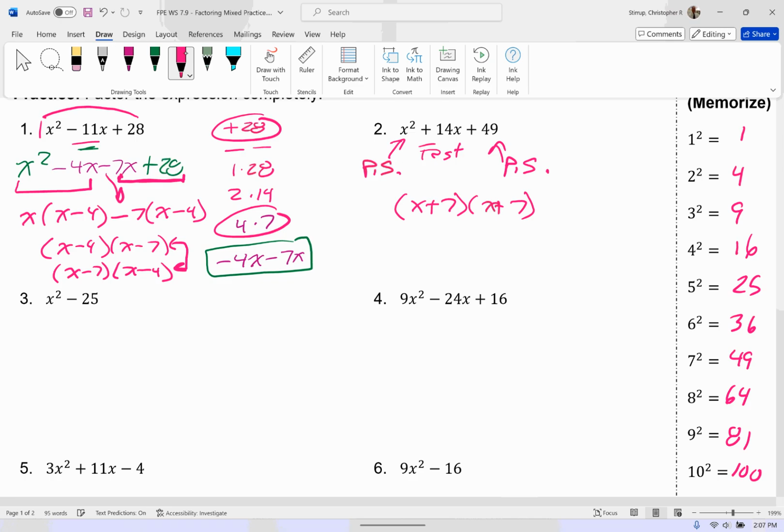Now, let's say you're not able to do this the quick way because you're like, I didn't see it. You can say, oh, that gives me positive 49. Both terms have to be positive. So I get 1 and 49 and 7 and 7.